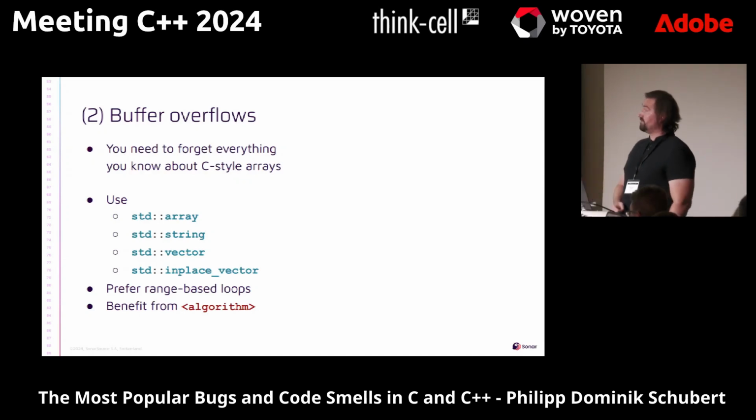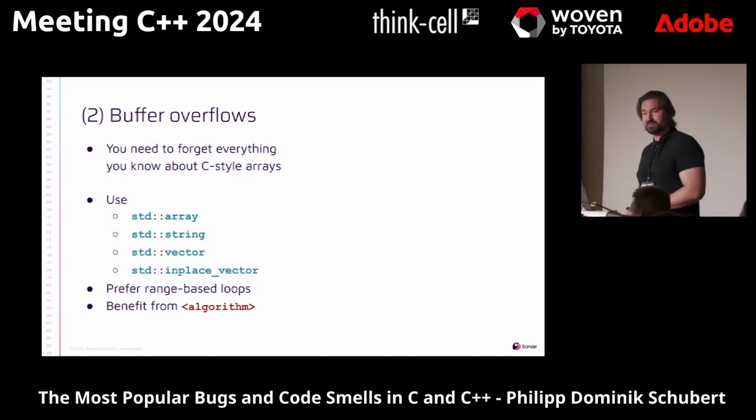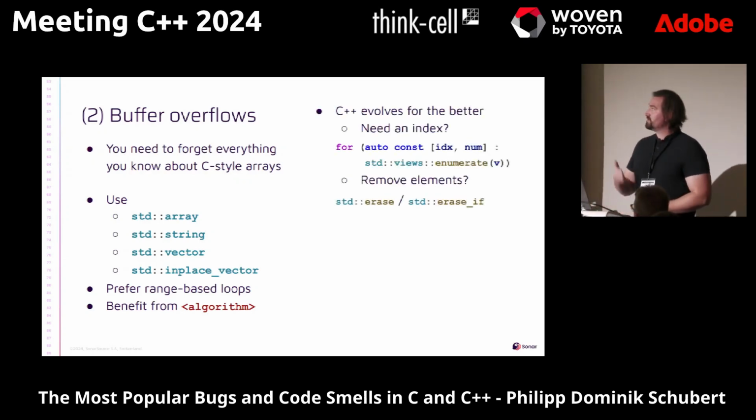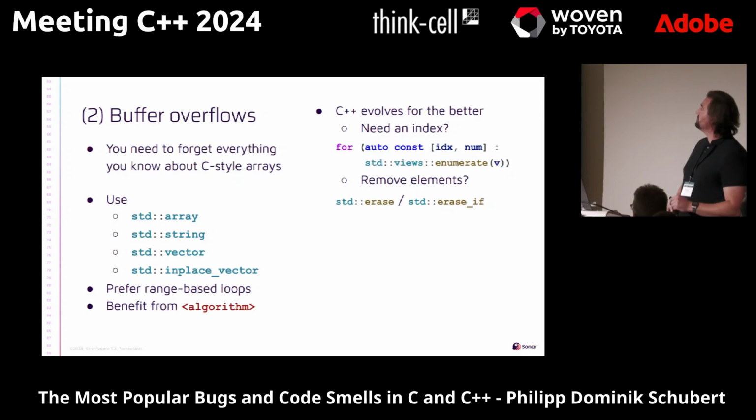Prefer range-based for loops, and you can use that with those containers. Also, if you use those STL types, you can benefit from all the functionality provided with algorithms, right? And I also feel in general C++ evolves for the better. Well, if you need an index, you can use std::views::enumerate, and let's say v is a vector of integers. You can use such an expression to have the integer value in that vector for each iteration, and also an index starting from 0, right?